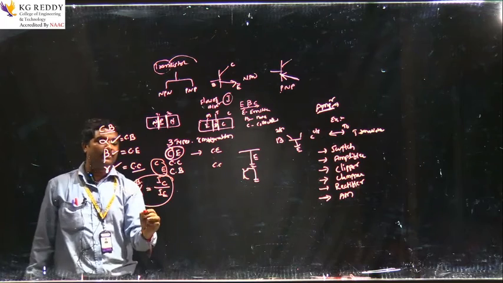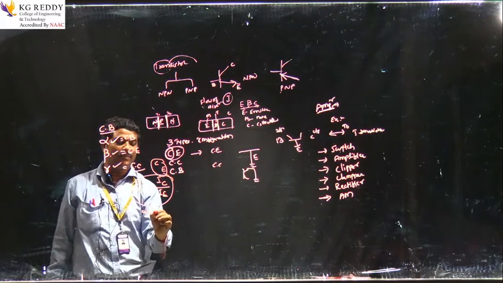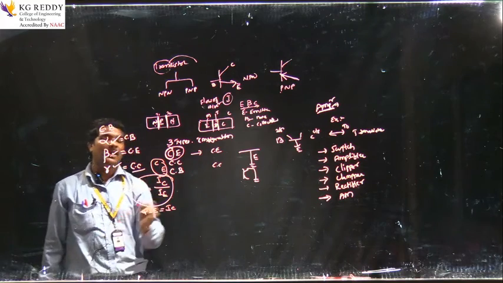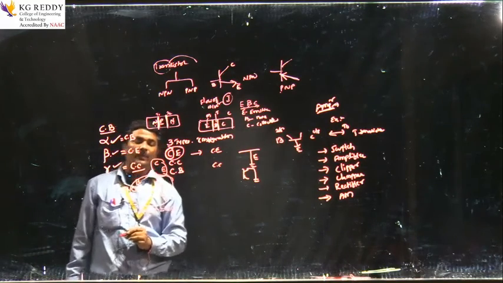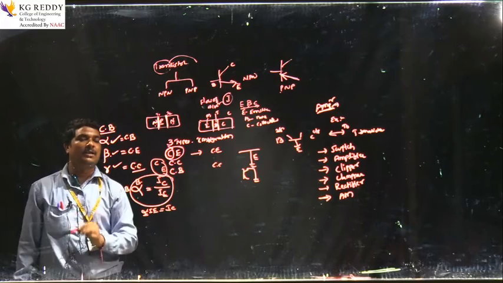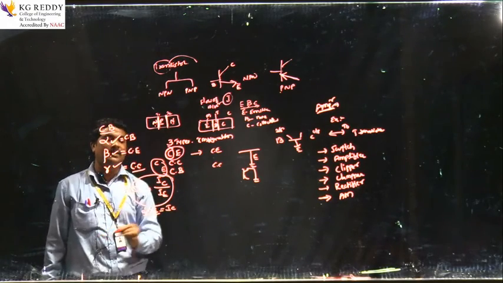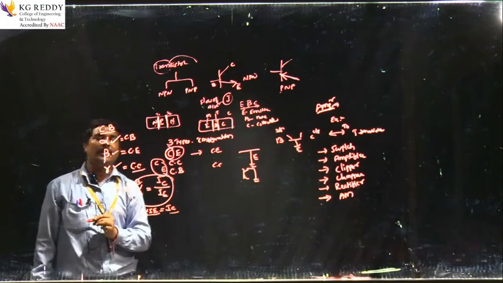In this relation, alpha into IE is nothing but IC. IC equal to alpha into IE. Here alpha represents the current gain of common base. IE represents emitter current. IC represents collector current.